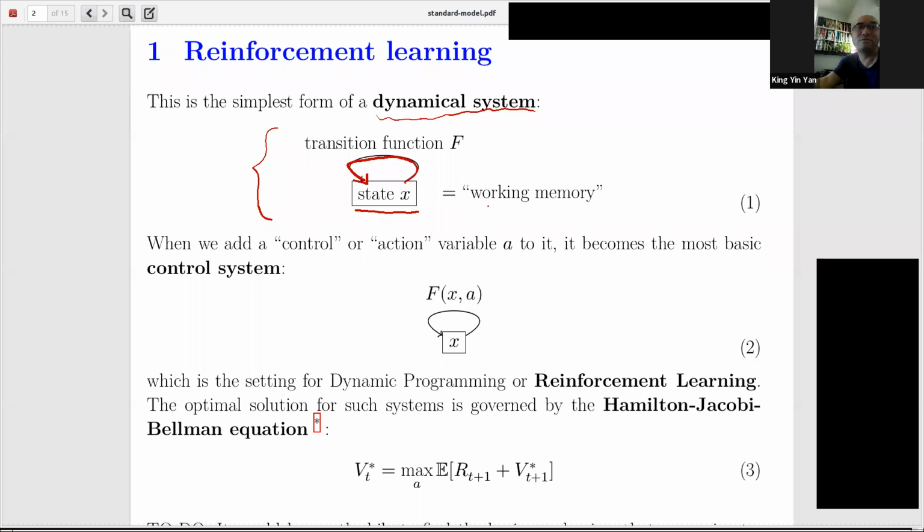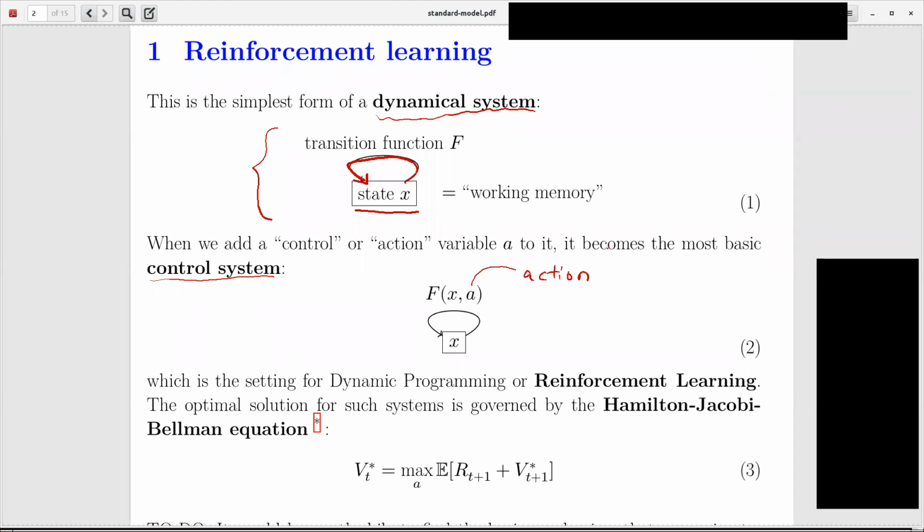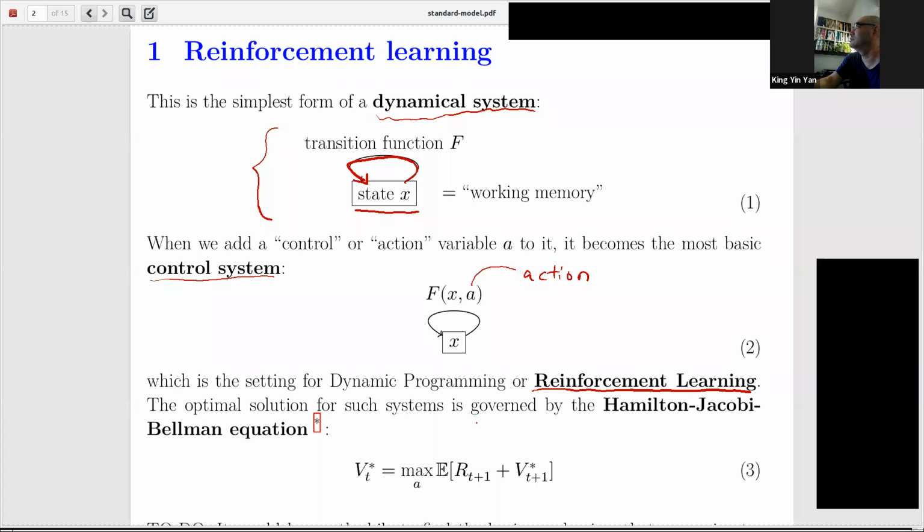And when you talk about reinforcement learning, you always use this kind of configuration, right? And for control theory, you have this A, which is the action, right? So you are talking about the reinforcement learning, right? Yeah, reinforcement learning. So I don't need to go into too much detail, right? You already know this formula, right?